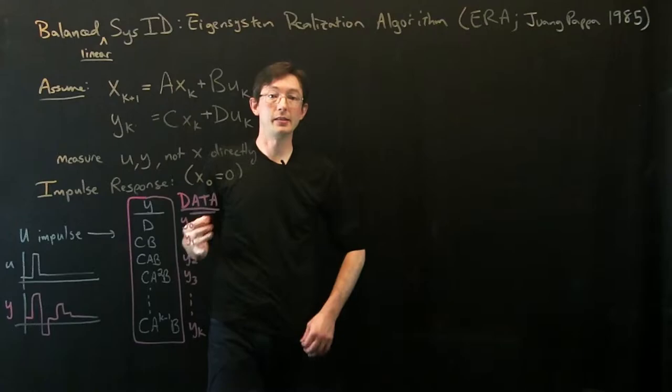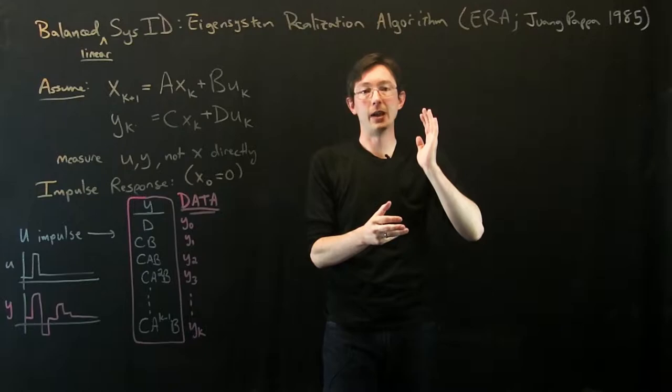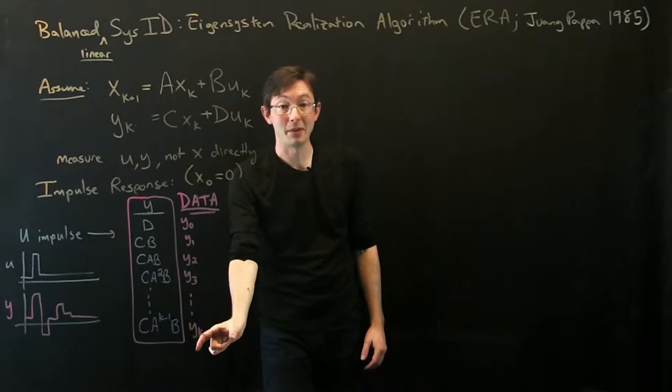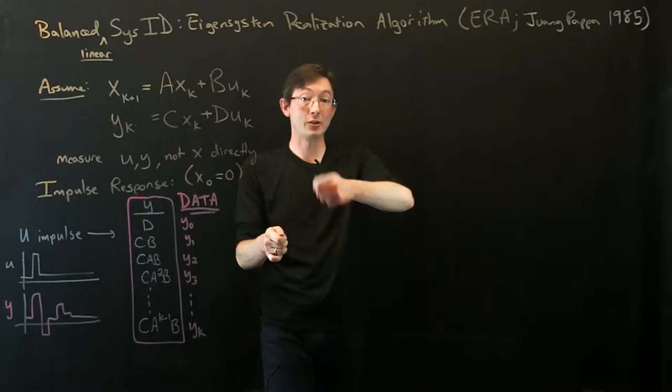Okay, so that basically means that my input U, I whack it very fast with some energy, I hit my system with a hammer, I measure how my measurements change in time and hopefully eventually die out like this. And at the end of the day, what I do is I collect that measurement data, y at time 0, y at time 1, y at time 2, and so on and so forth. I measure a time series of y.